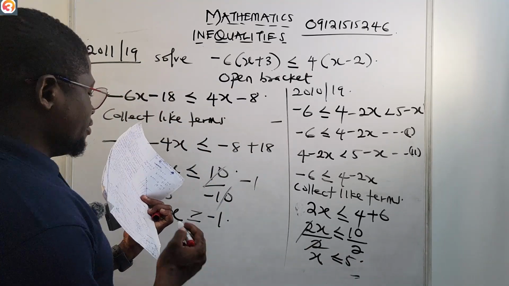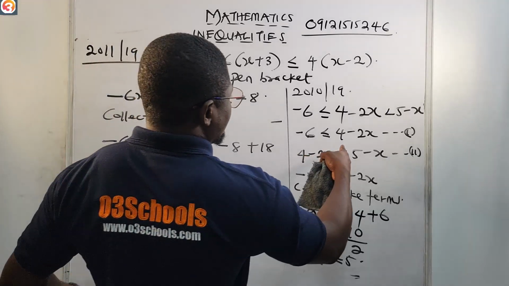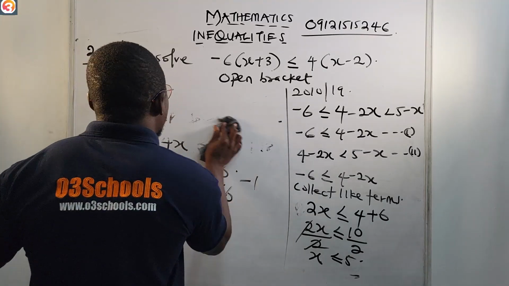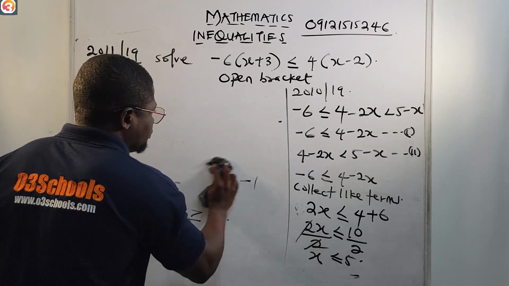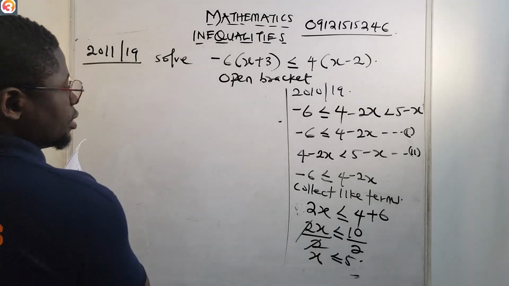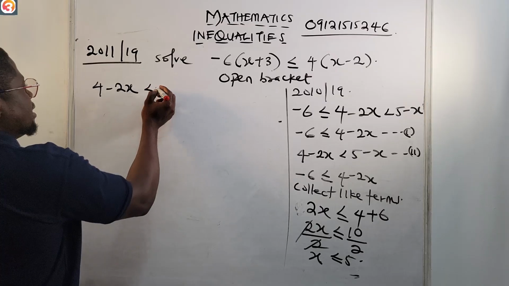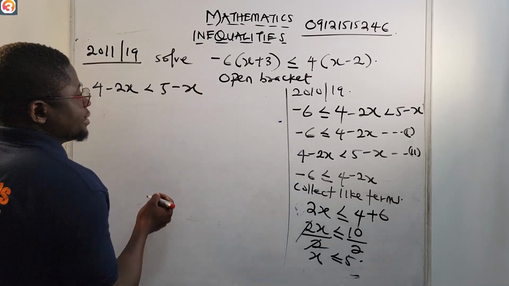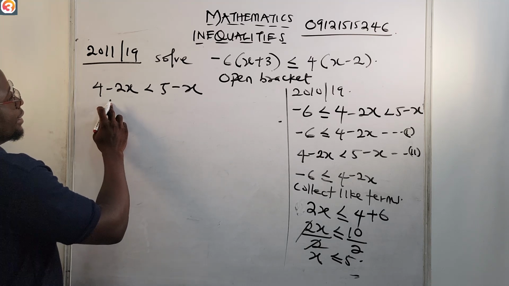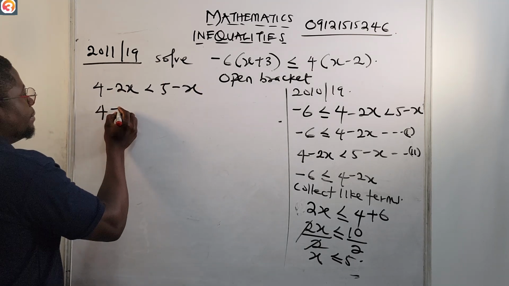Okay, that is the first part of the inequality. Then we now have the second part, which is what now? 4 minus 2x less than 5 minus x. Let's do that. So I'm going to have 4 minus 2x less than 5 minus x. Now let us collect like terms also. Let's take minus 2x to that side and 5 here. So I'm going to have 4 minus, this is plus 5 here.